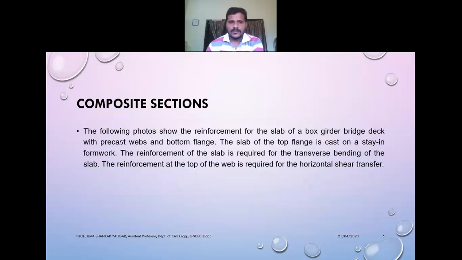The following photos show the reinforcement for the slab of a box girder bridge deck with precast webs and bottom flange. In the next slide we will see the figure of a box girder bridge deck with precast web and bottom flange.